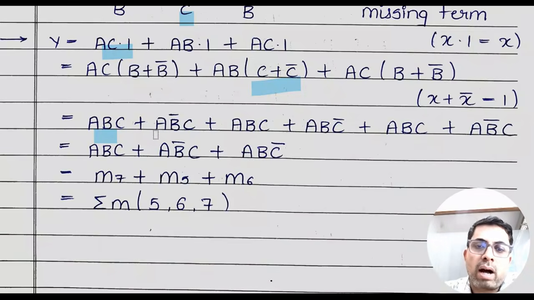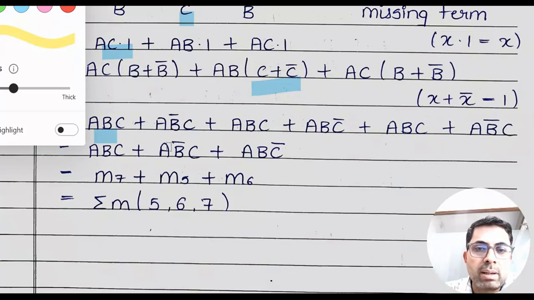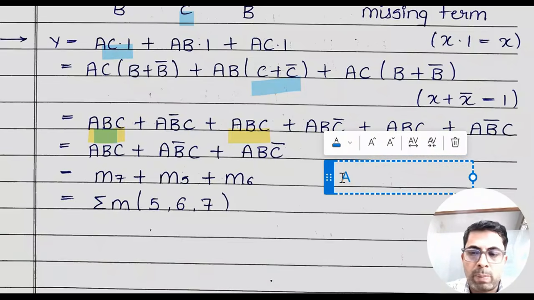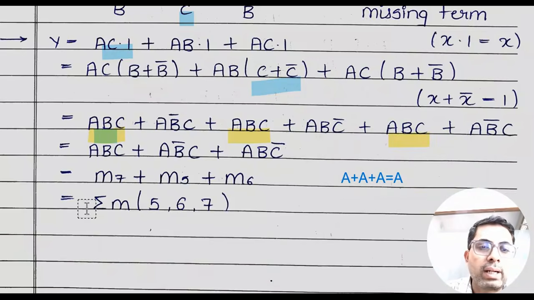After this, you need to find out which terms are repeating. Which terms are repeating over here, student? See here, this ABC, ABC and ABC. With the help of the Boolean law, A plus A plus A, what is the value of this? That is A. So if three terms are repeating or two terms are repeating, you need to write only the single term. So instead of ABC, ABC, ABC, what have I written? I have written ABC.